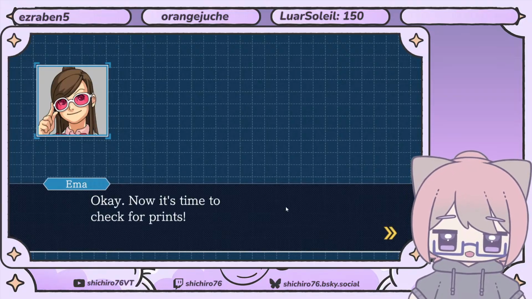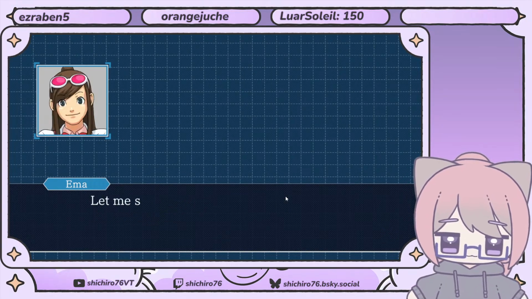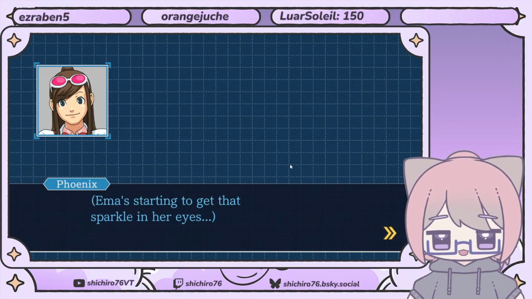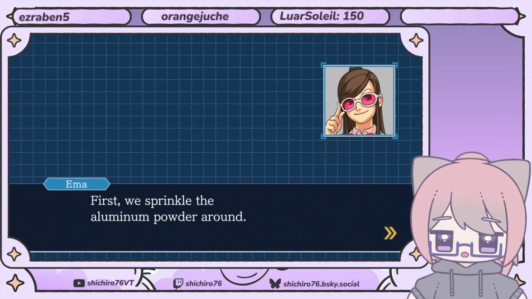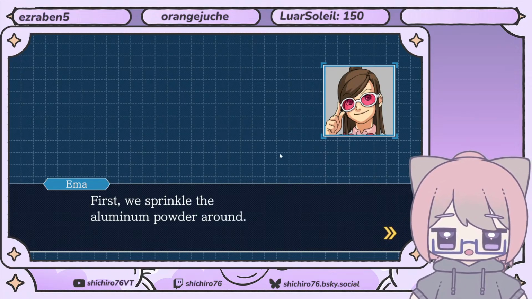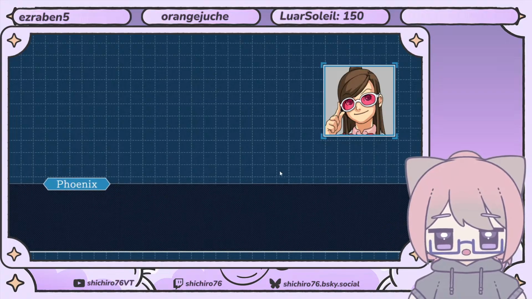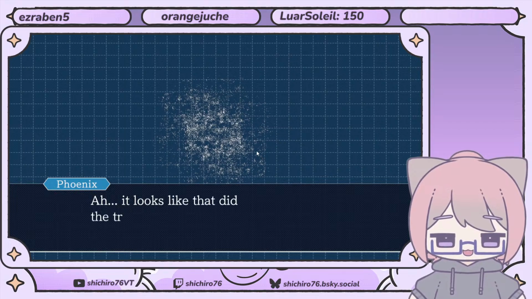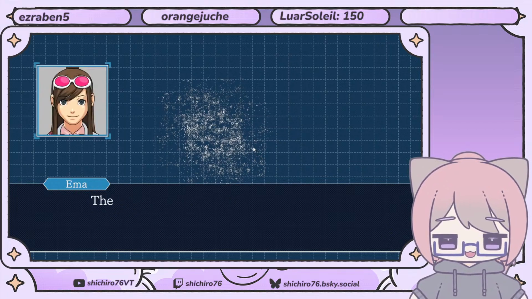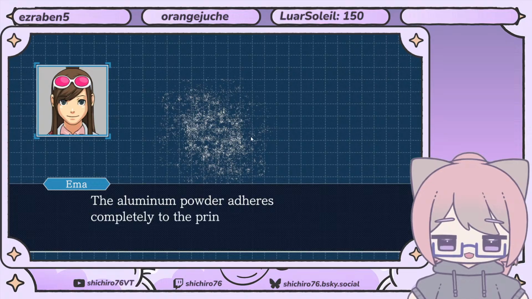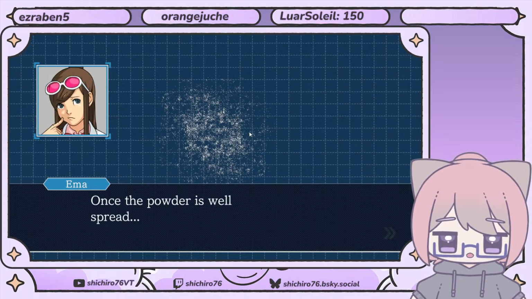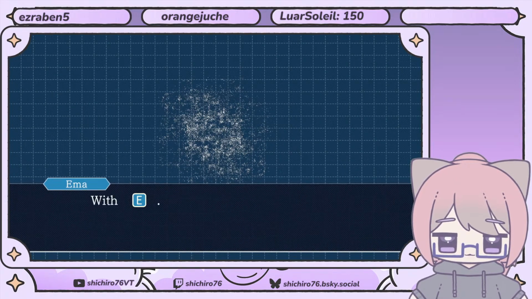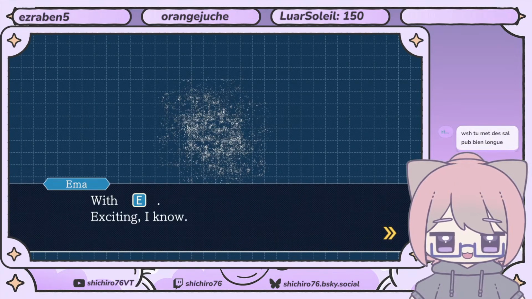Okay, now it's time to check for prints. Let me show you how it's done. Emma's starting to get that sparkle in her eyes. First, sprinkle the aluminum powder around. Huh? How do you do that? With enter. See? Ah, yes, with enter. It looks like that did the trick. The aluminum powder adheres completely to the print. Once the powder is well spread, just blow away the excess. Huh? How do I do that? With E. Exciting, I know.